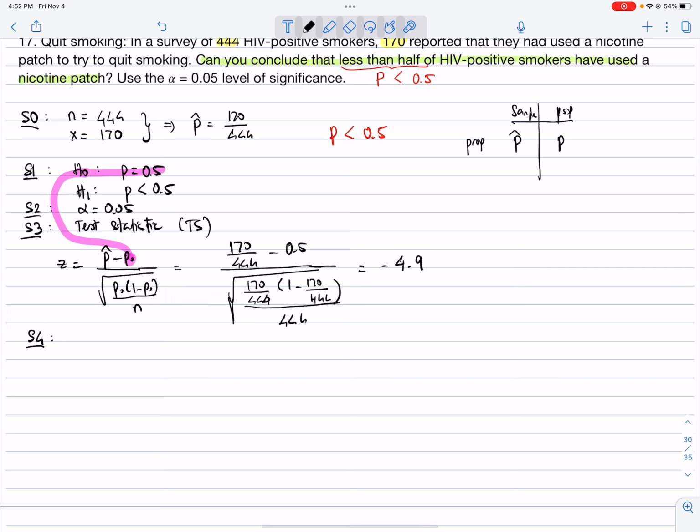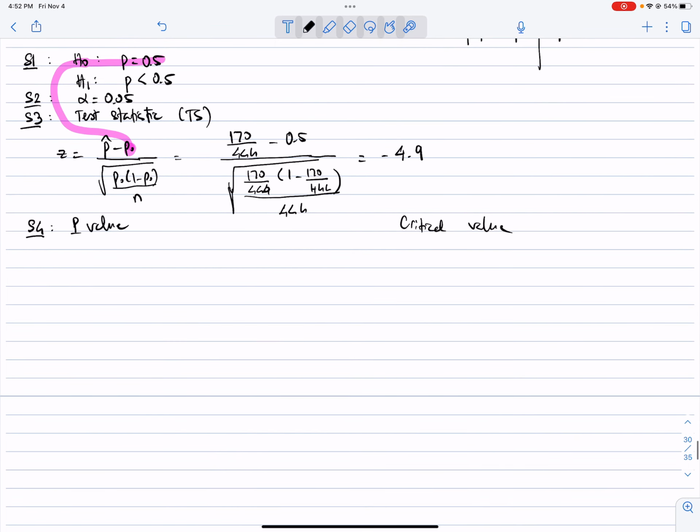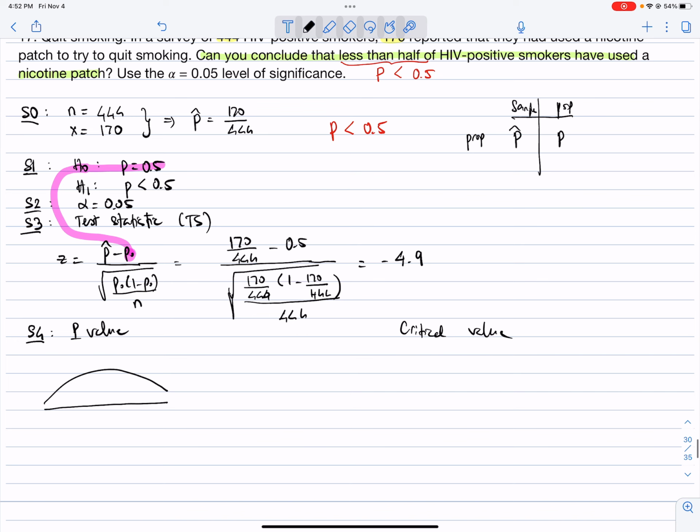Step number 4, we use the p-value and critical value methods. For the p-value, we go back to H1, and we will use the left tail because it's less than. So the numbers less than 0.5 are on the left side. So we use the left tail. And we first put in here the test statistic, which is negative 4.9.